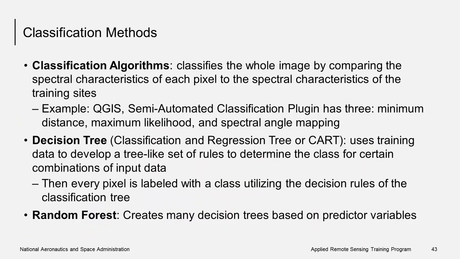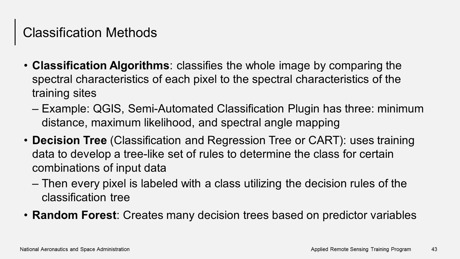In supervised and unsupervised methods, a classification algorithm is used to actually classify the image. For example, in QGIS, which is the software that I just mentioned, which is an open source geospatial software, it uses 3 different types of algorithms that are listed here. In addition to supervised and unsupervised, there are other classification methods, including decision tree and random forest.